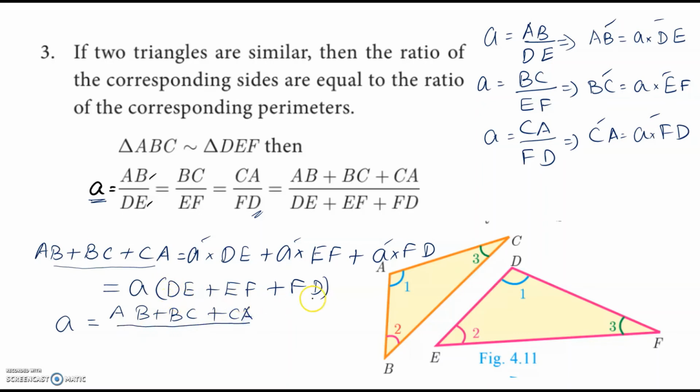divided by DE plus EF plus FD. And we already proved that A is equal to AB by DE, and A is equal to BC by EF, A is equal to CA by FD. So that proves our theorem.